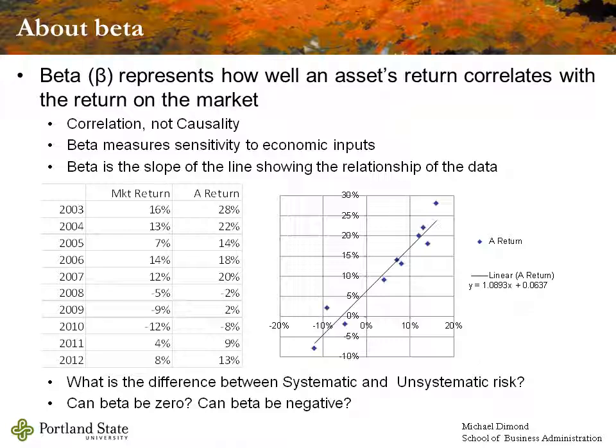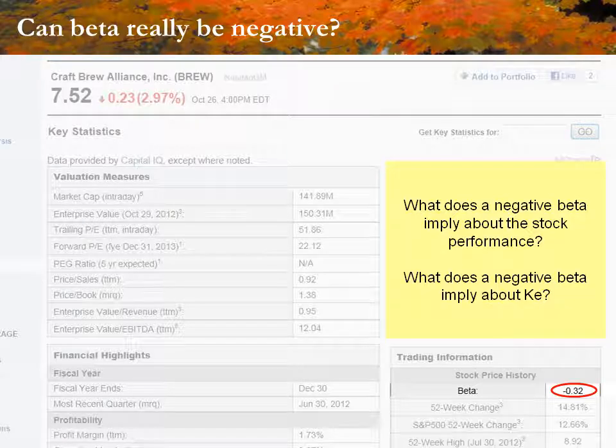So let me talk about this for a moment. It is possible in real life to have a negative beta. I've taken an example of the Craft Brew Alliance. When I pulled this data off of Yahoo Finance, they actually had a negative beta. They had a beta of negative 0.32. What this really implies is that while the market is going down, Craft Brew Alliance has been doing well.